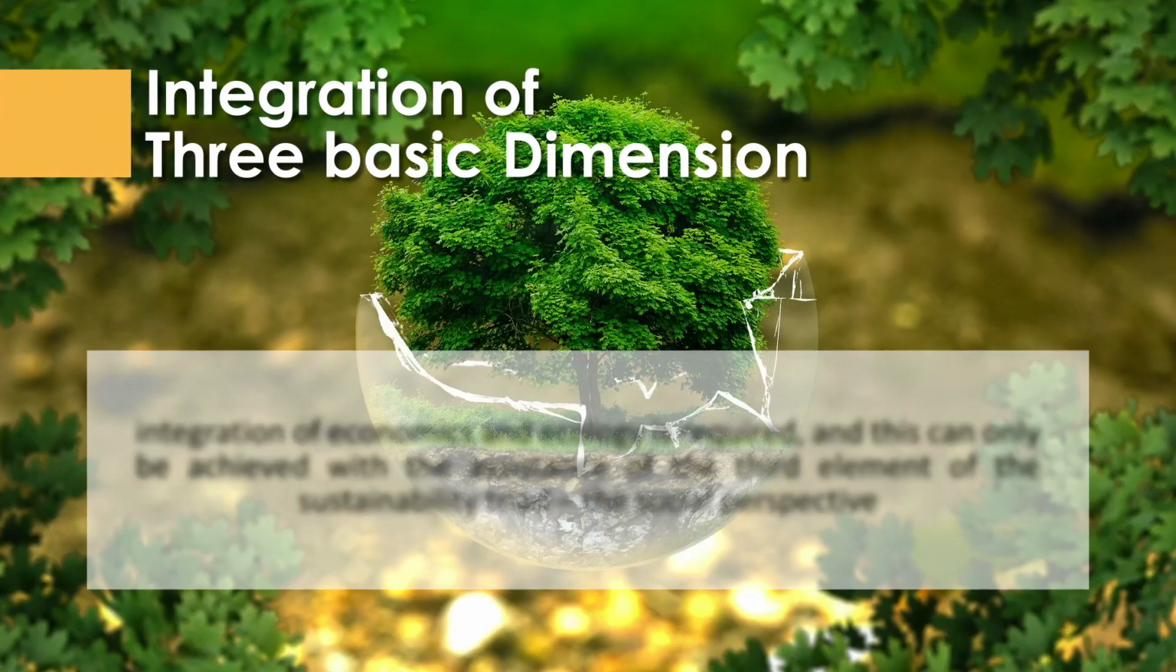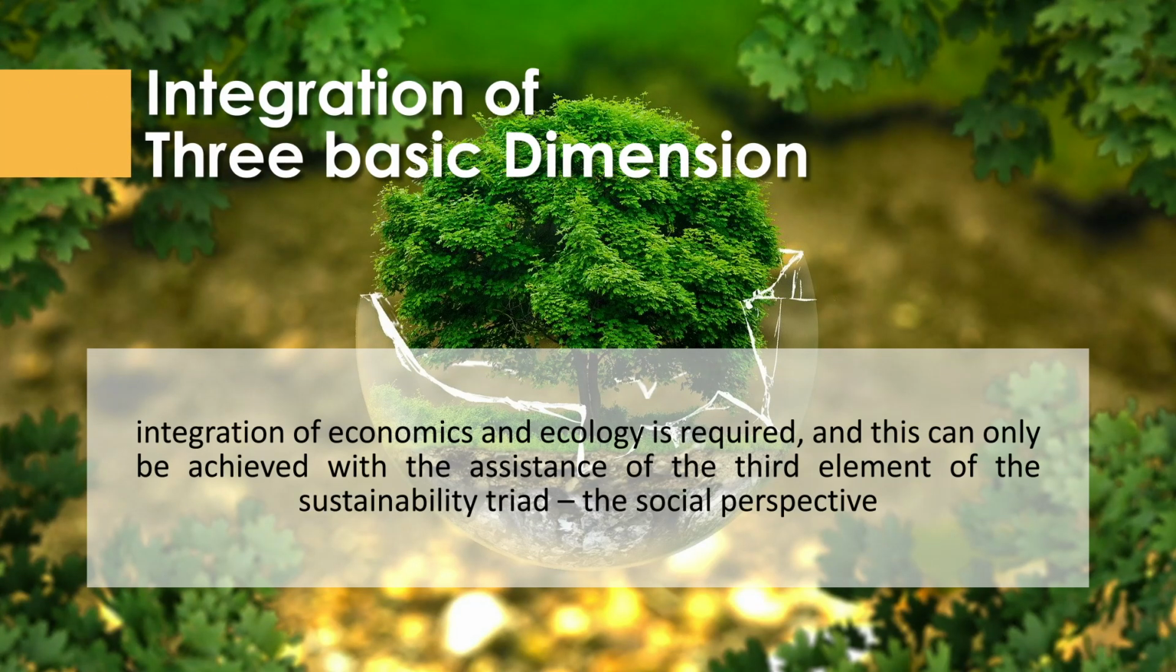So if you look into the three important dimensions, that is the environmental or ecological dimension, then the social dimension, then the economic dimension, you will see that an integration of economy and ecology is required, right? Because your economy you will get from the environment, that is, from ecology. And how can we achieve this integration of economy and ecology? This can only be achieved with the third component, the existence of the third element, that is the social dimension.